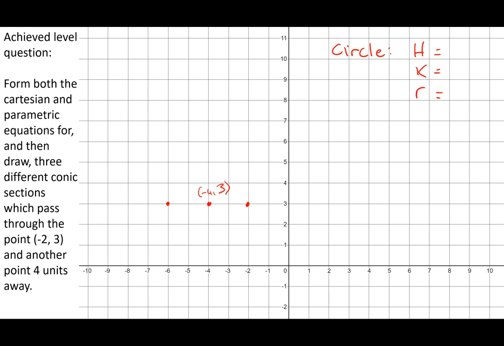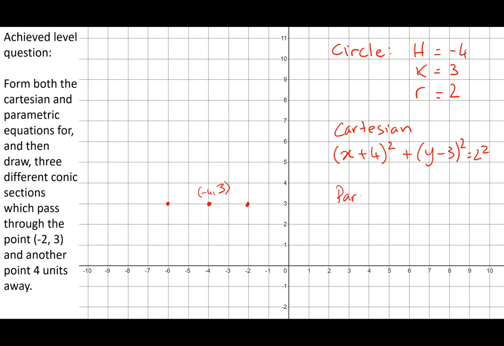So to get to that center of -4, 3, my h value is going to be -4, my k value is going to be 3, and my r value, so that I get from the center and past those 2 points that I'm interested in, is going to be 2. So for Cartesian, I can piece that all together, and I'm going to get (x + 4)² + (y - 3)² = 2².